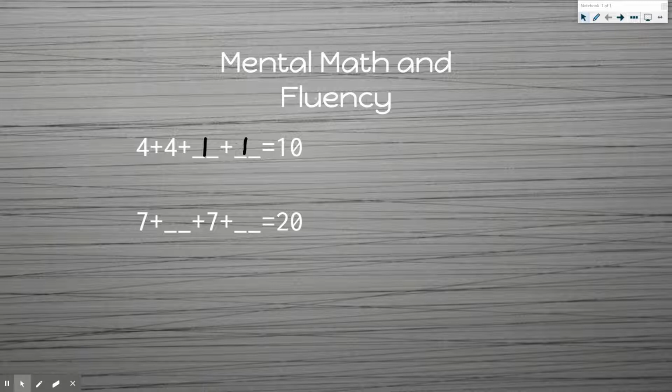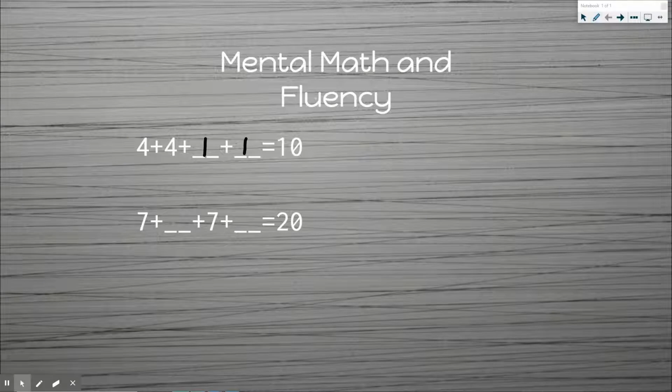Next, 7 plus blank plus 7 plus blank equals 20. So what will go in there? You should have put 3 in both of these places. 7 plus 3 is 10. 7 plus 3 is 10. So 10 plus 10 is 20.